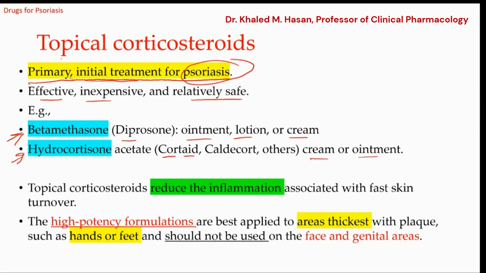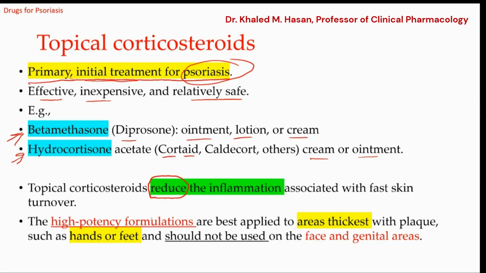Someone may ask why you use topical cortisone. They said because the skin suffers from inflammation, and cortisone reduces inflammation. You see it here, the main purpose. They try to remind us with two things. We have categories for cortisone. We are going to bring it up later on. We have mild, moderate, and high potency.